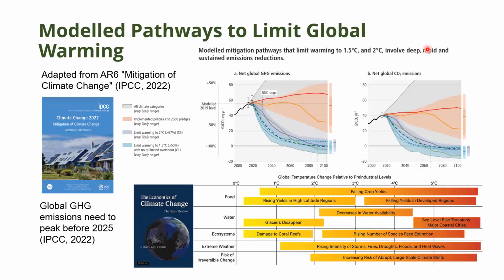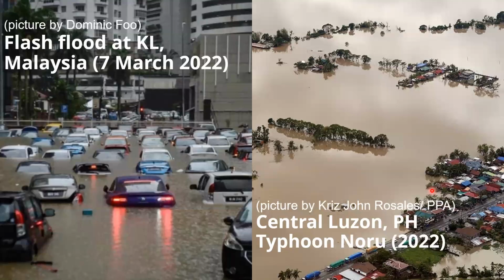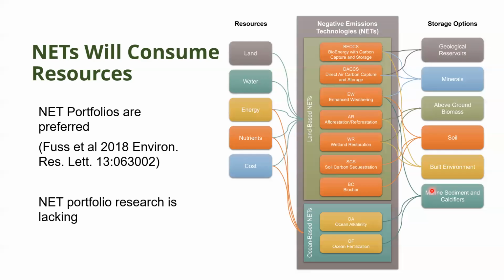There is undeniable scientific evidence that human-made emissions are causing global warming. Modeled pathways show that the emissions need to peak by 2025 and reach net zero emissions by 2050. Without our action, global warming will cause extreme weather events that intensify as the temperatures increase. And we have seen the increasing frequency of these extreme weather events all over the world, such as flooding and super typhoons.